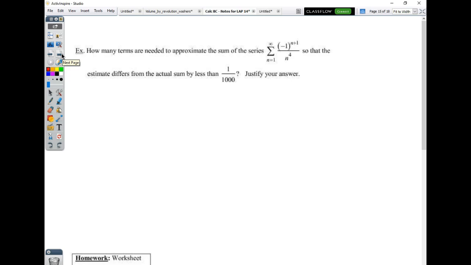I actually forgot this problem existed for 5th period, so 5th period didn't get this one, although they got to see a problem kind of like it. This is one of the favorites of the AP test. How many terms are needed to approximate the sum of the series from 1 to infinity of negative 1 to the n plus 1 over n to the 4th, so that the estimate differs from the actual sum by less than 1/1000th? Justify your answer.